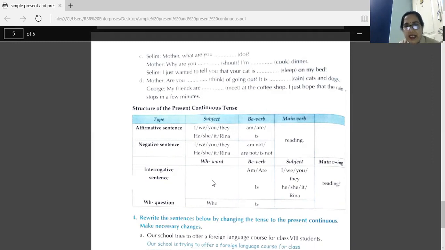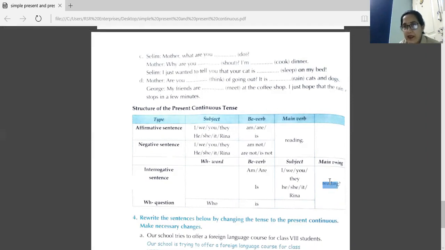Now the interrogative sentence. Am or are: am I reading? This is without a WH word. Are we or you or they reading? Now with singular ones, is he reading or is she reading? If you are using a WH question there, then the WH word: who is reading? So this is the formation of the interrogative sentence using a WH word.